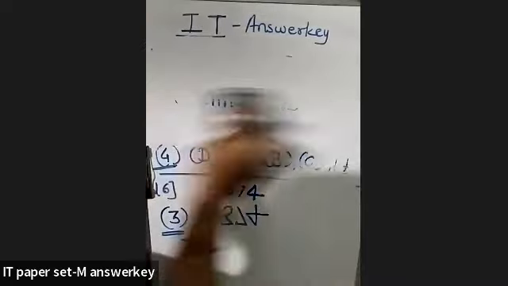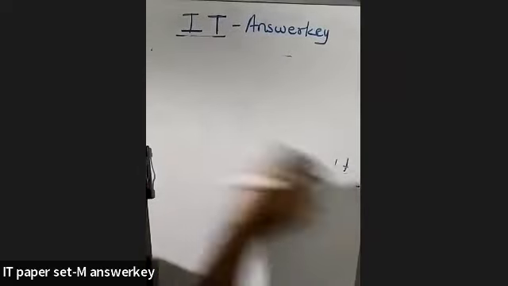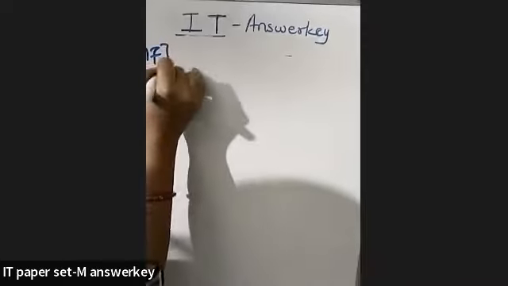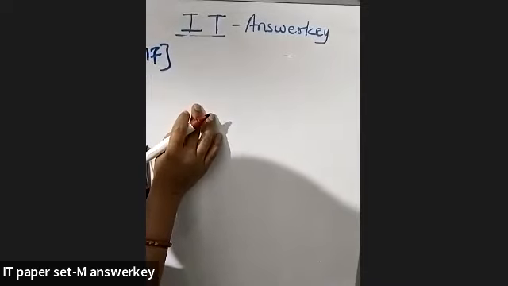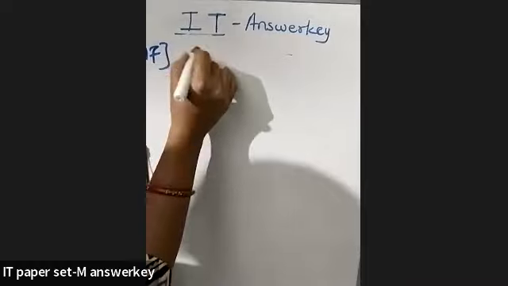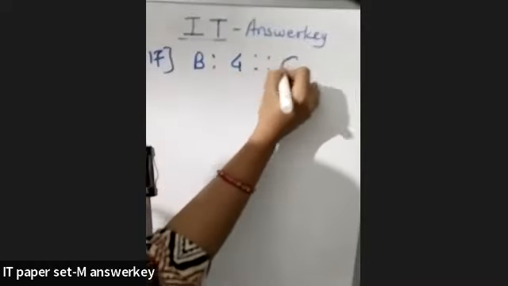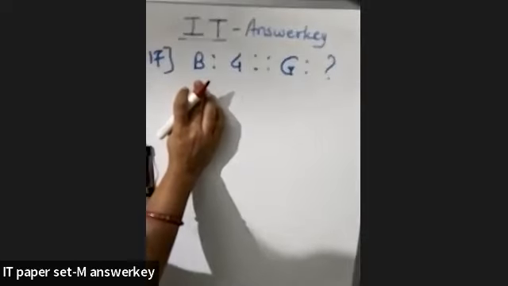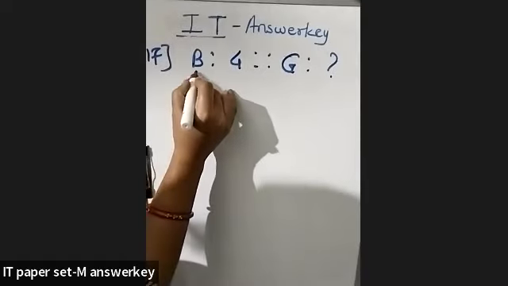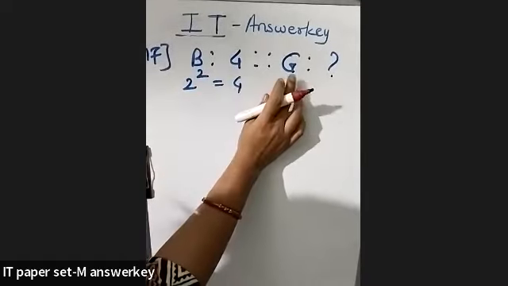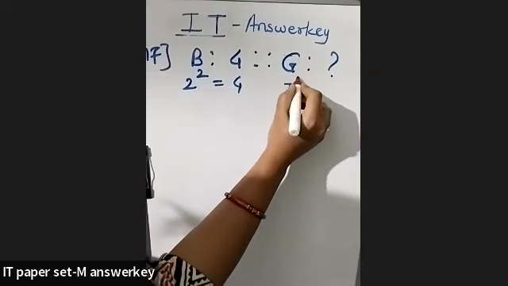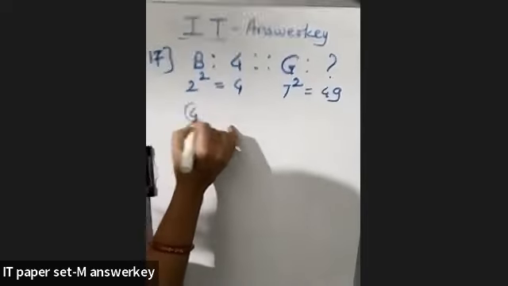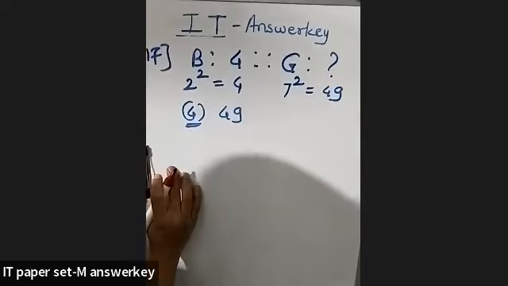Now come to question number 17. Complete the following analogy. B is related to 4. Similarly, G is related to question mark. In alphabetical order, B is at second position. So square of 2 is equal to 4. What is the position of G? Position of G is 7. So square of 7 is equal to 49. So the right answer is option number 4, that is 49.